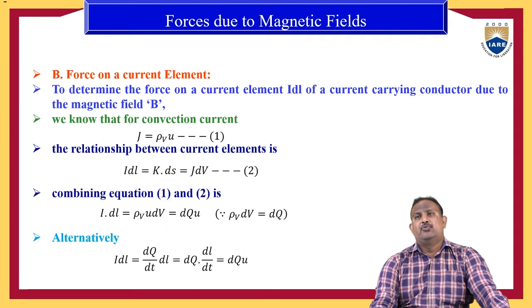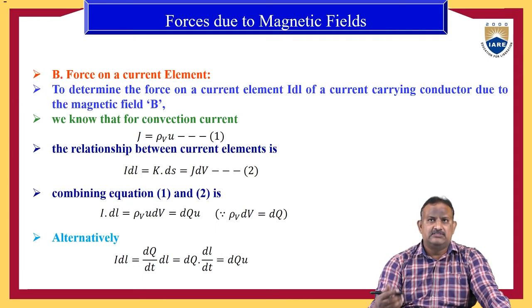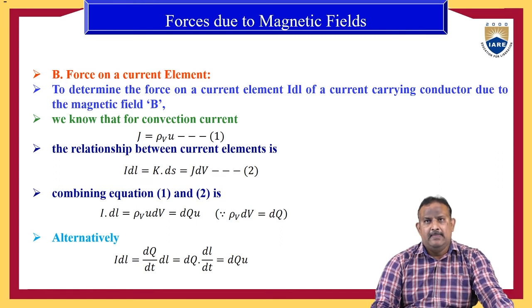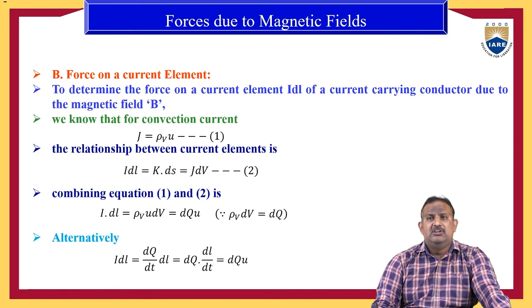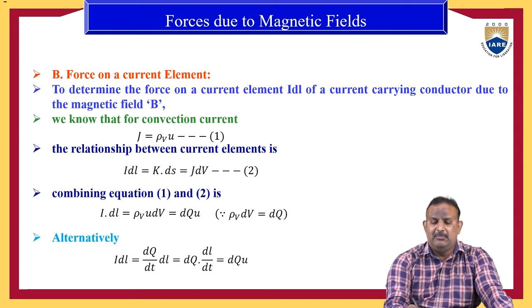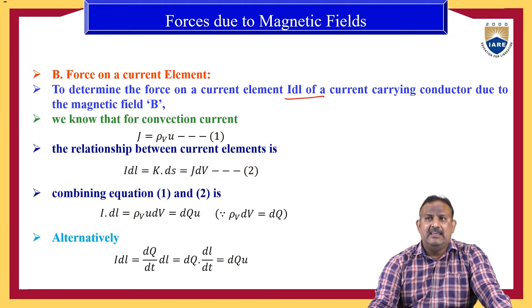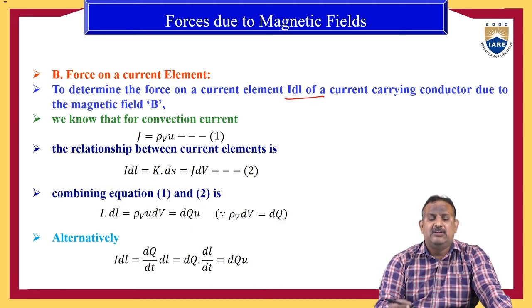Next, we'll find the force due to the magnetic field. The second one is the force on a current element. To determine the force on a current element, we need to assume an ideal current element of a current carrying conductor due to a magnetic field B.